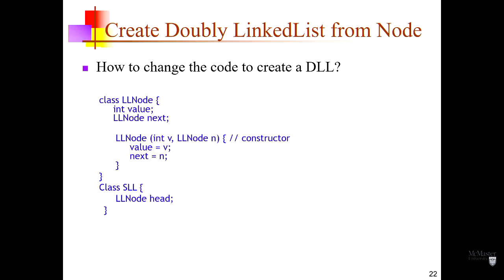So my question to you is how to modify this code to define or declare a doubly linked list. Will you take 2 minutes to modify these 2 classes? In fact, you need to modify both, right? Yeah, so let's modify both to create a doubly linked list. It's a very slight change, right?